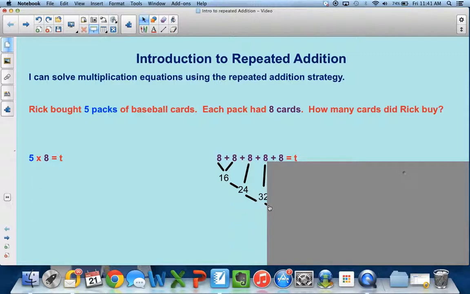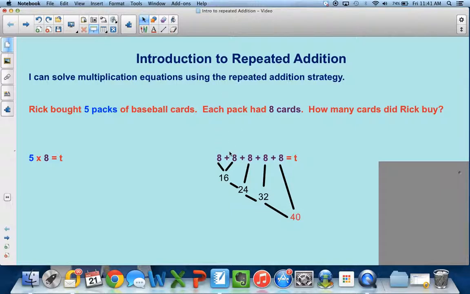Then we're going to add our fourth group of 8 to what we've already got. So 3 groups of 8 gave us 24, plus 8 more is 32. Then we're going to add 32 plus our fifth group of 8, which gives us 40. So 5 groups of 8, or 5 times 8, gives us 40. So Rick bought 40 cards in all.